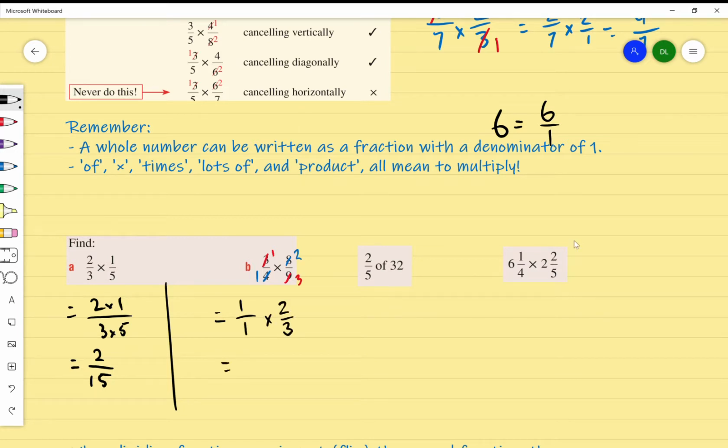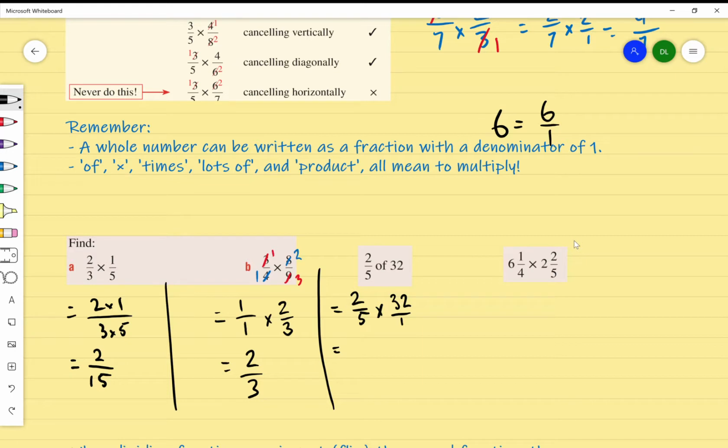I know that 1 times 2 is 2, and 1 times 3 is 3, so my answer is 2 over 3. Awesome. That's it. Now for this one over here, we've got a whole number on the right, and of, remember, means multiply, okay? So I'm going to write 2 over 5, and of means multiply, so I'm going to write times. Now 32, remember what I was saying about the fractions? 32 is the same as 32 over 1.